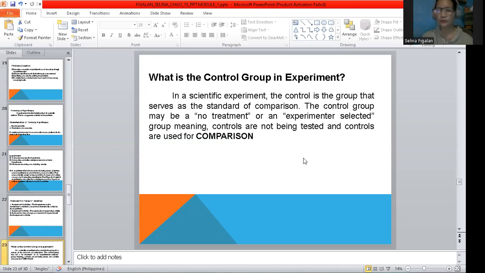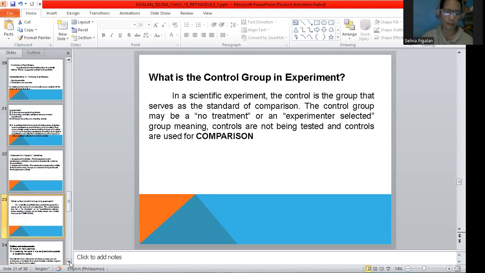What is the control group in the experiment? So it is a scientific experiment that controls the group that serves as a standard of comparison. So the control group may be no treatment or an experimenter-selected treatment. Controls are not being tested, and controls are used for comparison. I-apply natin ito para mas maintindihan siya ngayon.